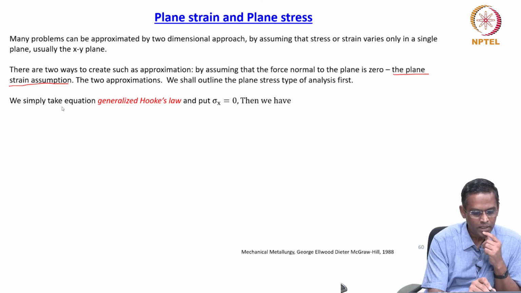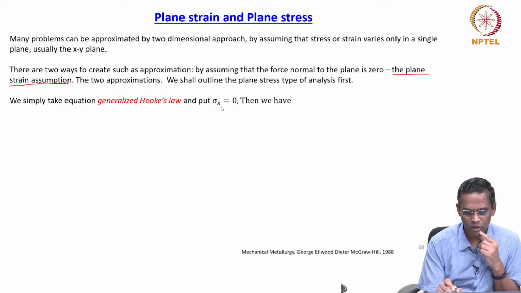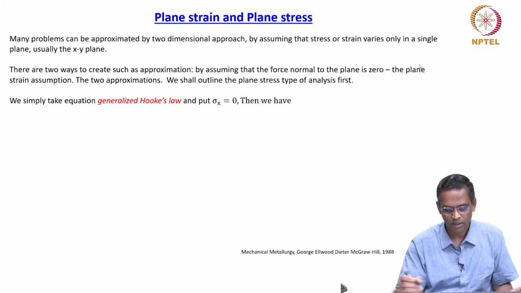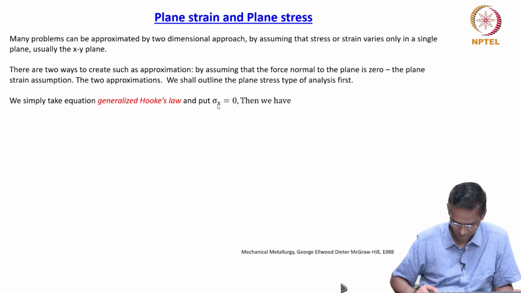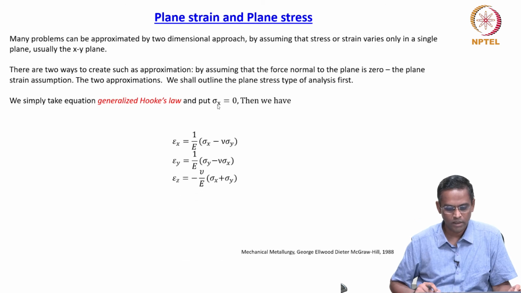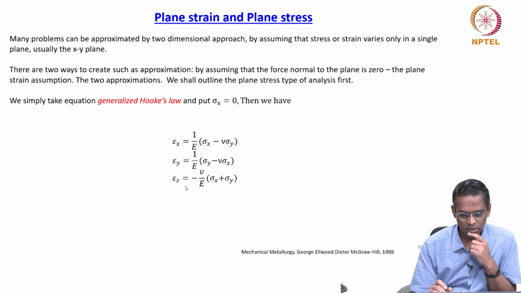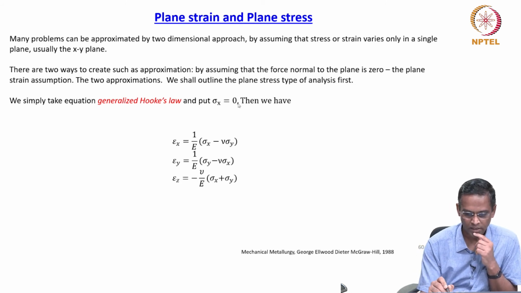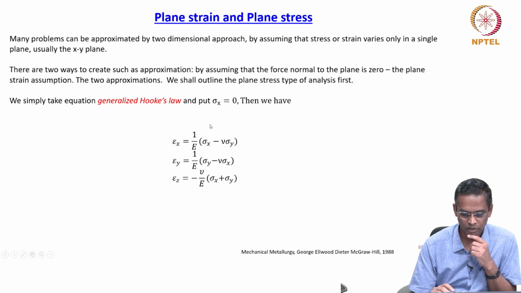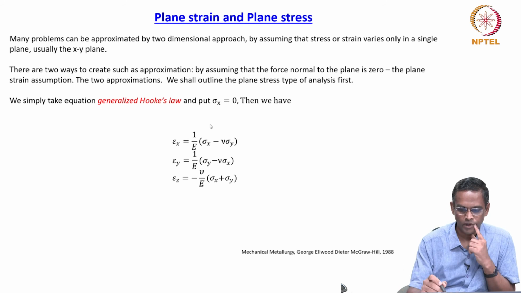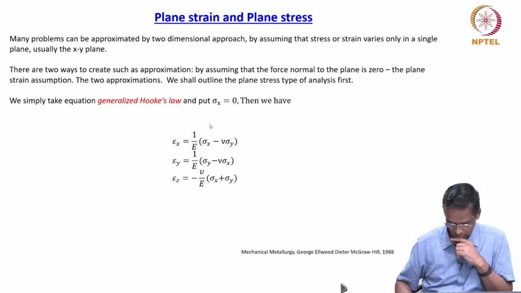We simply take the equations of generalized Hooke's law and put sigma x equal to 0. Then we have just developed 3 equations as a generalized Hooke's law, where you put simply sigma x equal to 0. Then we get these equations, right. So, I have shown 3 equations, and if you just plug in sigma x equal to 0, then you will have this set of equations. This is valid for, sorry, this is a plane stress type equation.